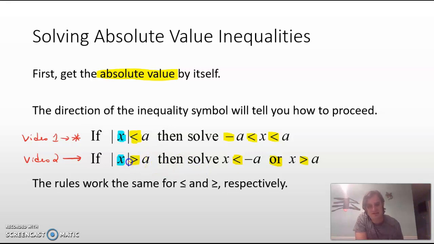And we said what that means is we're going to be further away from the center than whatever A is. And that could be to the left or the right. So that creates two separate inequalities. One where x is less than negative A, so that means we're further away on the left than negative A, and x is greater than A, which means we're further away on the right than A. So let's see that in action.